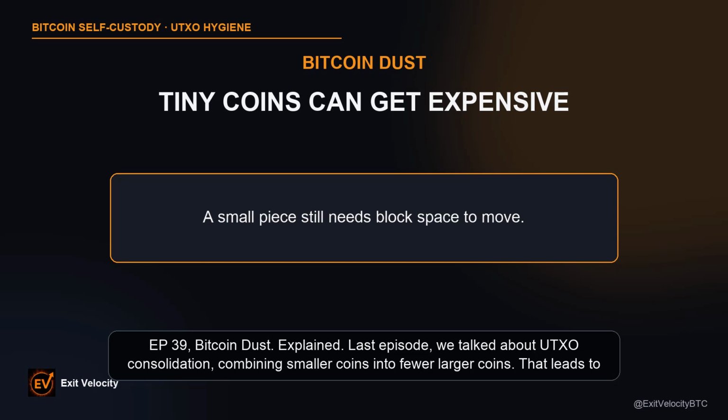Here, EP39, Bitcoin Dust. Explained. Last episode, we talked about UTXO consolidation, combining smaller coins into fewer larger coins. That leads to the next question. What happens when the pieces are so small that spending them may not be worth it? That is the dust problem.